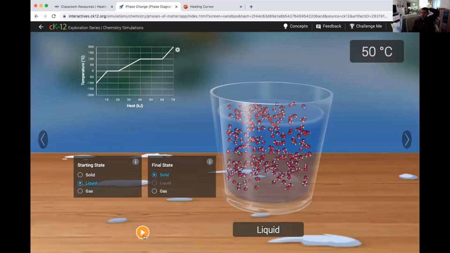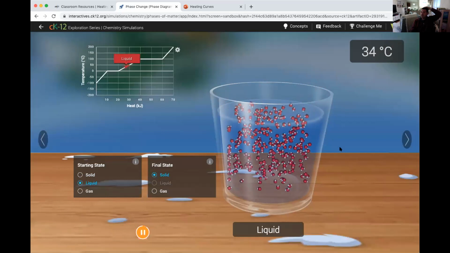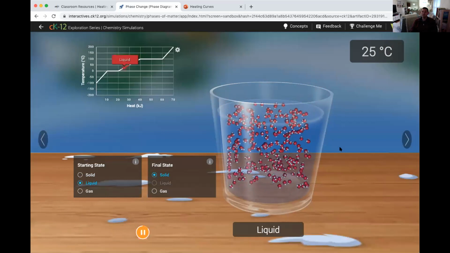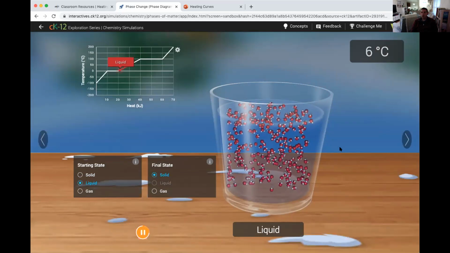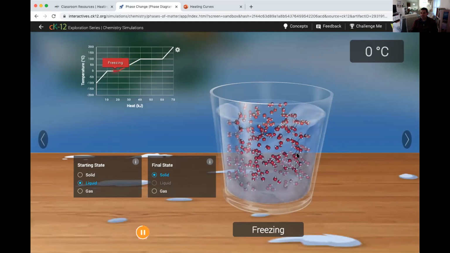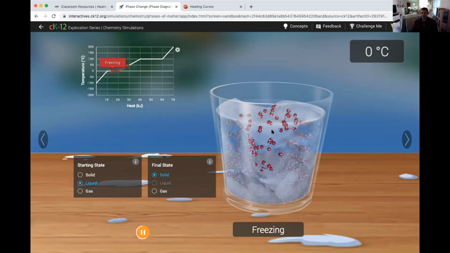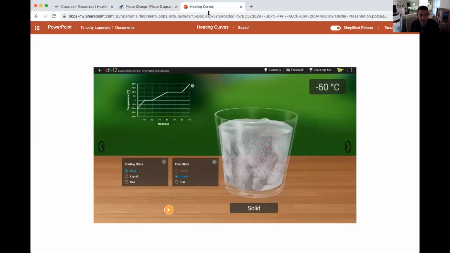I have a liquid. What happens if I go liquid to solid, if I decrease the temperature, right, by putting it in the freezer? So we see those liquid molecules moving slower. And now we see the freezing. They start organizing themselves. So we're actually going down this little graph. We're going in the opposite direction, which is totally fine. All right, so we'll stop there. So let's come back to our PowerPoint.